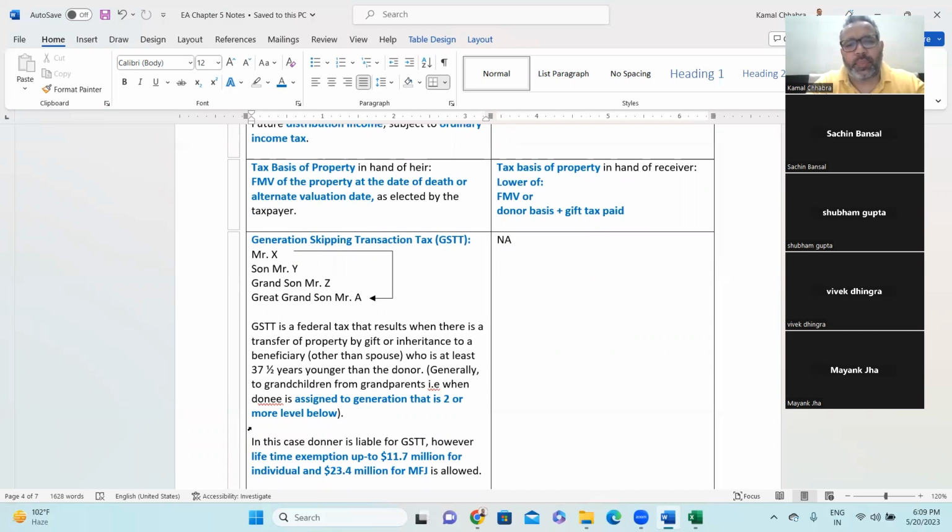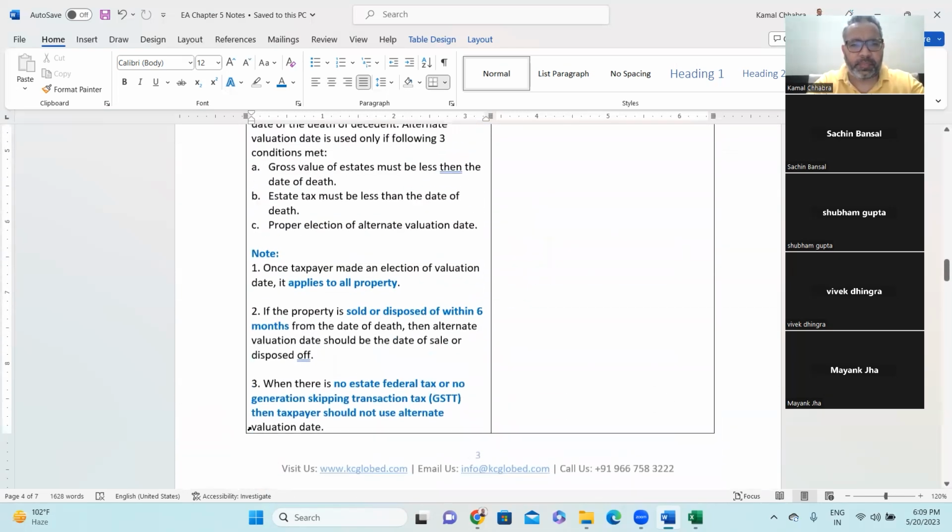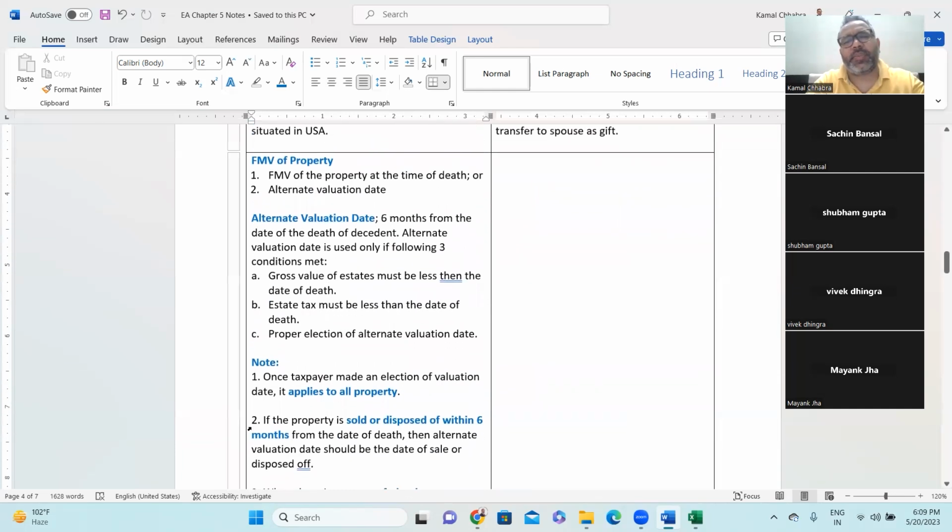Fair market value of the property at the date of death or alternate valuation date as elected by the taxpayer. So that will be considered as the base value. Why will that be considered as a base value? Because on that amount they have paid estate taxes, right? So if you remember here, for estate tax purposes, they have calculated the fair market value of property on the date of death or at the alternate date. What is the alternate date? 6 months from the date of death.